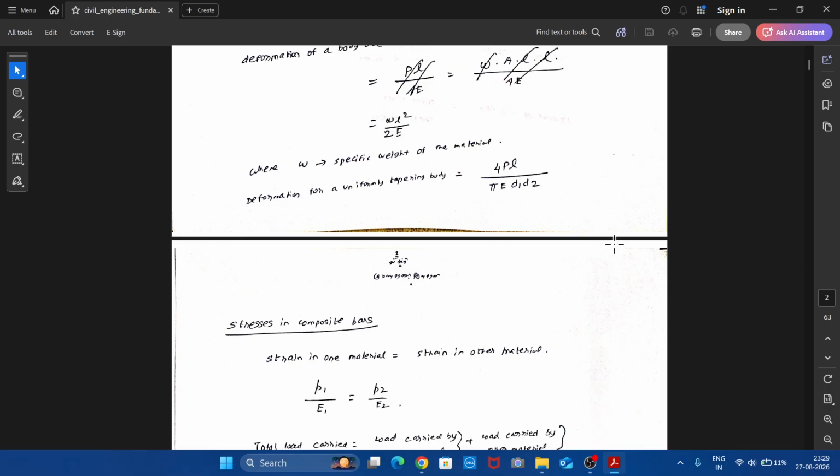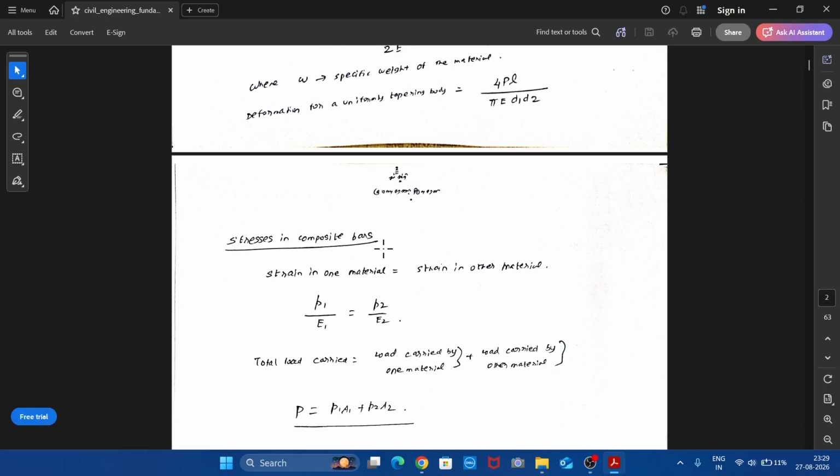Similarly, the concept used for finding stresses in composite bars. If you have a composite bar, that is, if it is made up of more than one material, then this basic principle will be used. That is, strain in one material should be equal to strain in the other material. That is the basic principle in composite bars. So if you want to find strain, we know that it is stress divided by Young's modulus. So P1 by E1 equal to P2 by E2. So using this, we can find the relationship between P1 in terms of P2 or P2 in terms of P1.